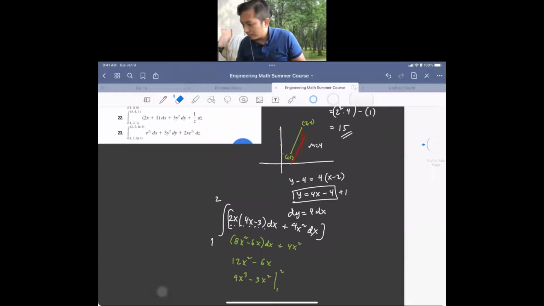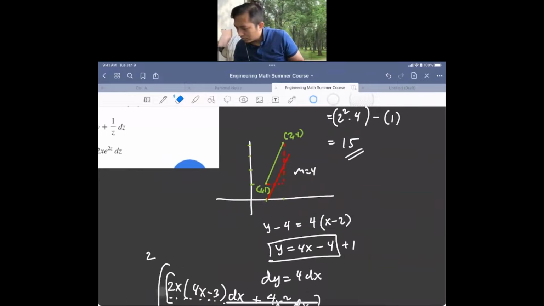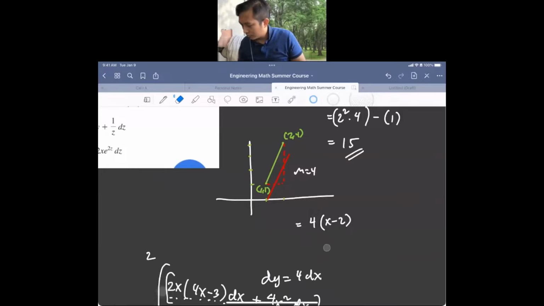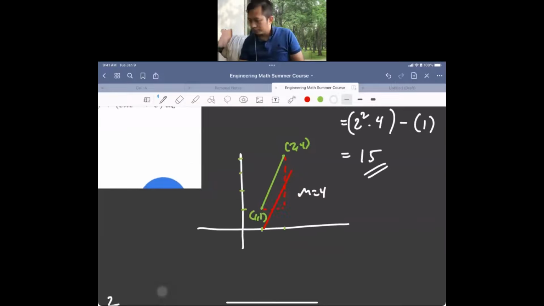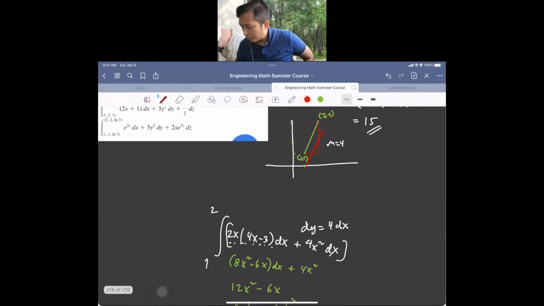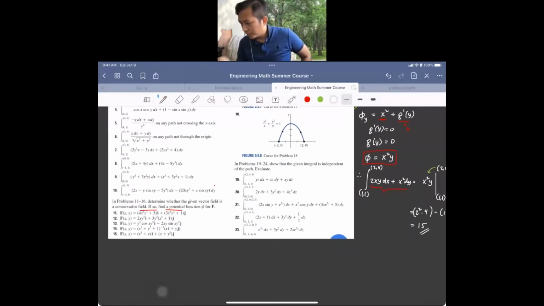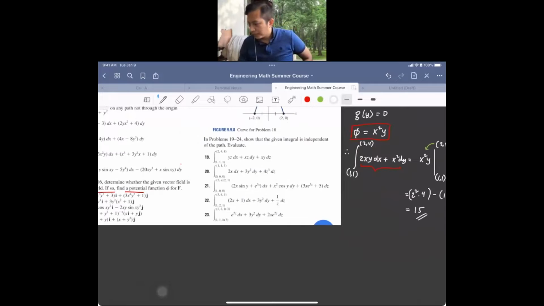I think not this one. Okay, maybe I wrote this wrong. Anyway, it should be correct. Maybe later I will check. Let me just erase this first. I think I know what my mistake is, but let me just continue because our time is limited.